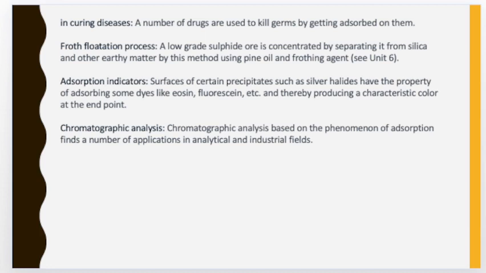Some substances having surfaces of certain precipitates like silver halides have the property to adsorb dyes like eosine and fluorescein and give a characteristic color at the end point in the process of titration. And the last application is in chromatographic analysis, where the process of adsorption takes place in the chromatographic column and has wide applications in the analytical and industrial fields.